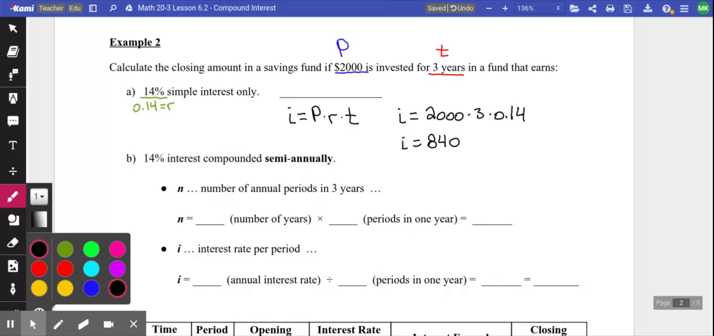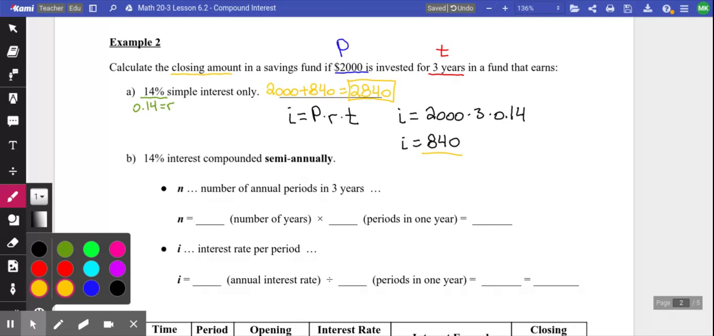The question actually asked me, what is the closing amount? So the closing amount would be 2,000, which is what I started with, plus my 840 interest, to give me a total of $2,840 in my savings account. That's using simple interest, so that's assuming that at the end of 3 years, that's when they give you your interest.